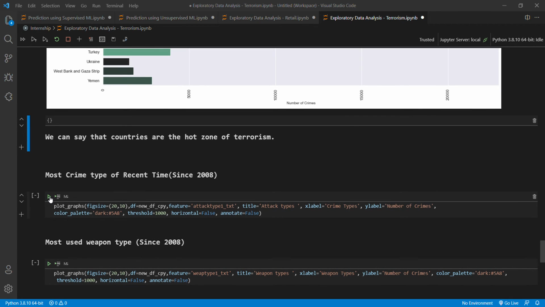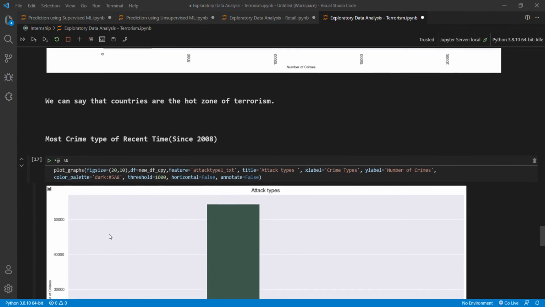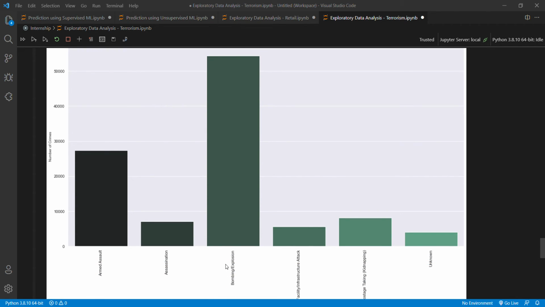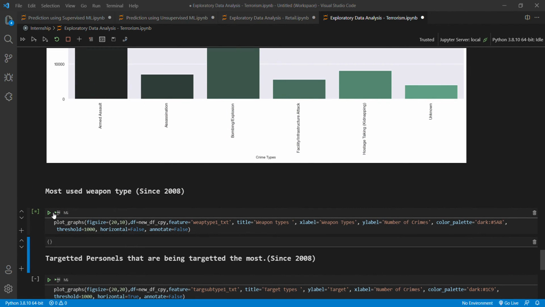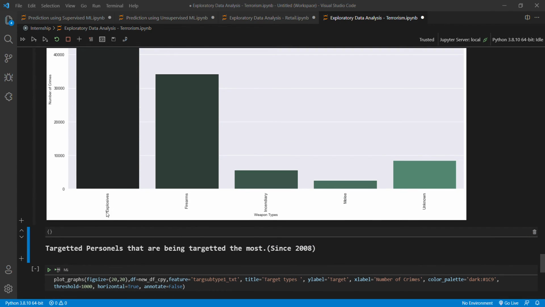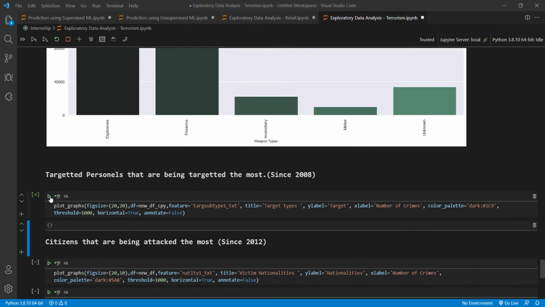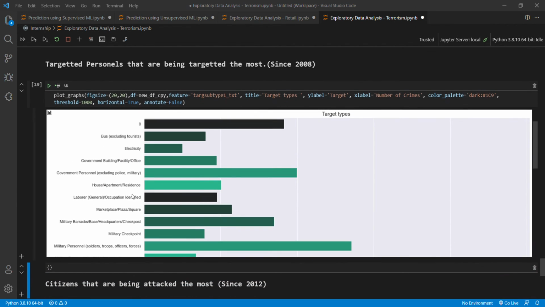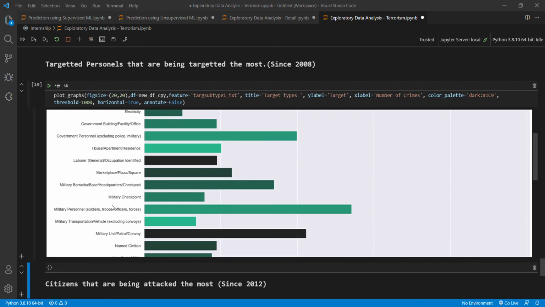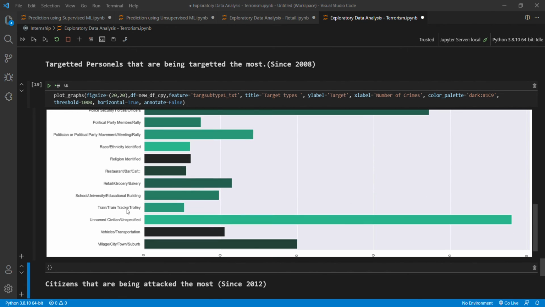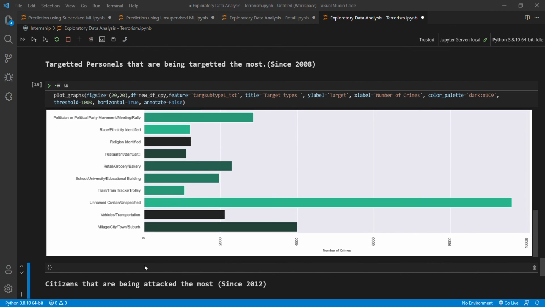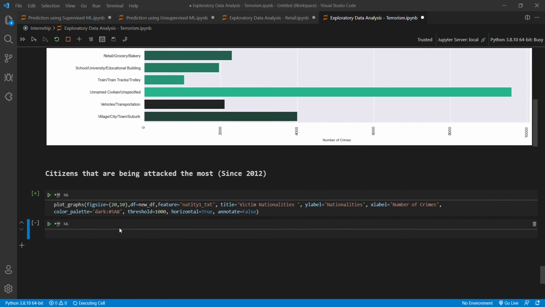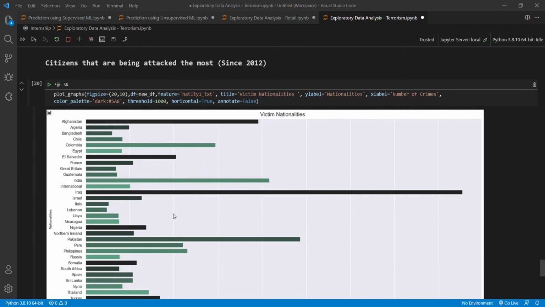Now, the most common crime types of recent times since 2008 are bombing, explosion, and armed assault, and the most used weapon types are explosives and firearms. The personnel targeted the most since 2008 are government officials, military personnel, police, and unnamed civilians. The citizens attacked the most since 2008 are Iraqis, Afghanis, Pakistanis, and Colombians. Thank you.